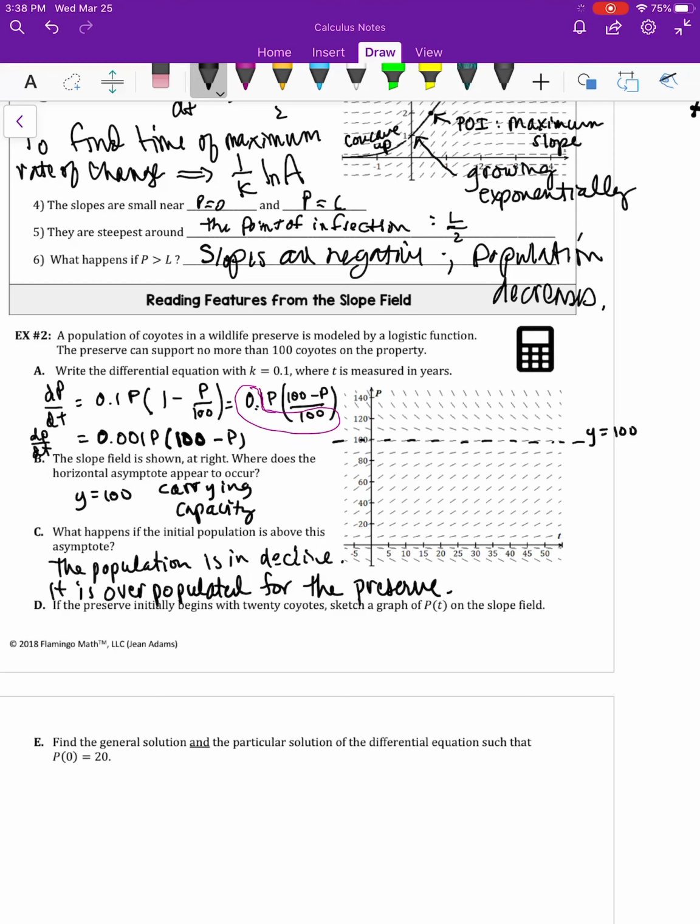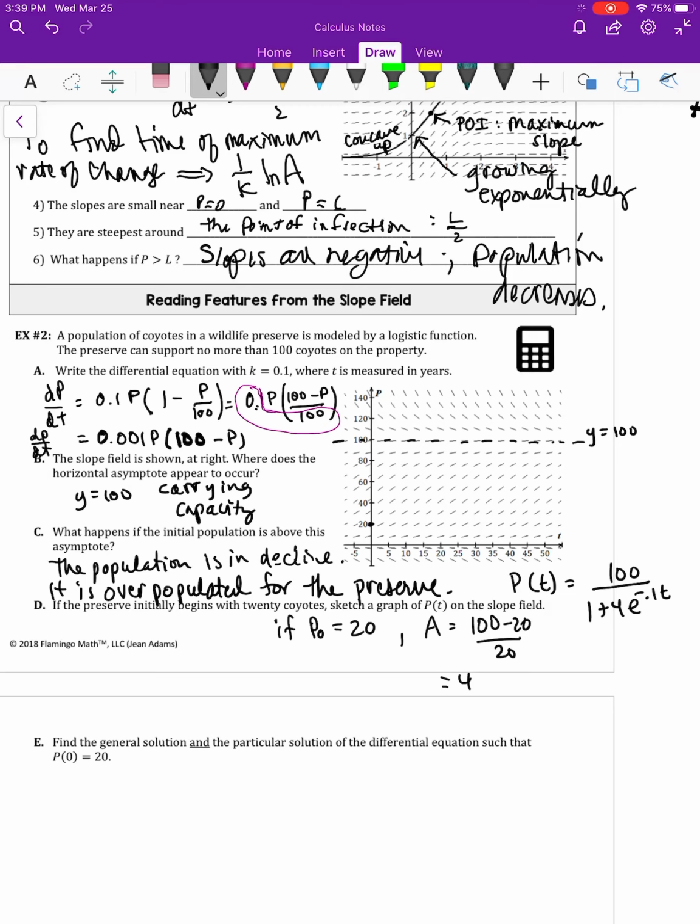And if the preserve initially begins with 20 coyotes, sketch a graph of P of t on the slope field. Okay, so at t equals 0, your population would be 20, so I'll put a dot there. And let's think about this. If our initial population is 20, we said that we can find our A by taking 100 minus 20 divided by 20. So our A is 4. And so our equation is going to be P of t equals, here's our initial population, over 1 plus 4e to the negative 0.1t, because our k was 0.1 and this was negative kt.